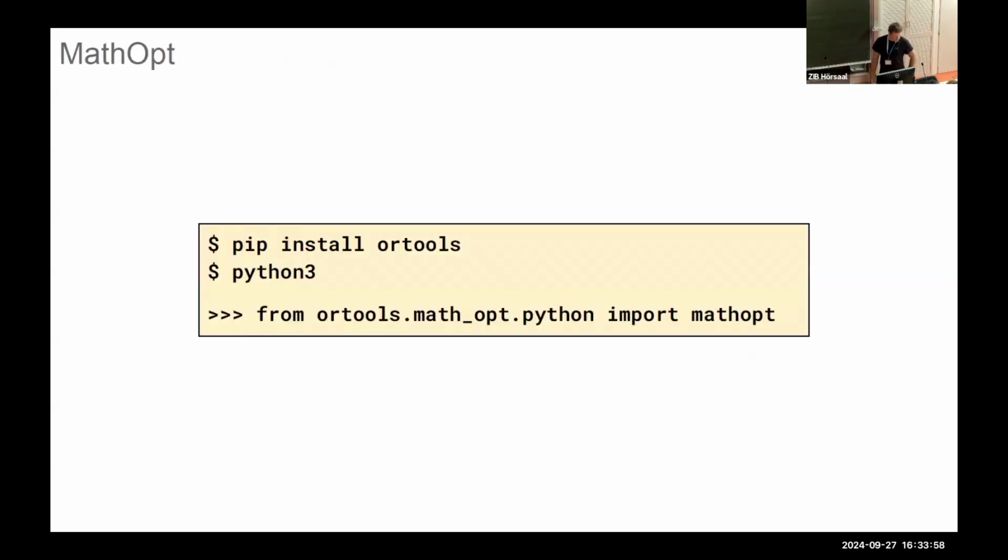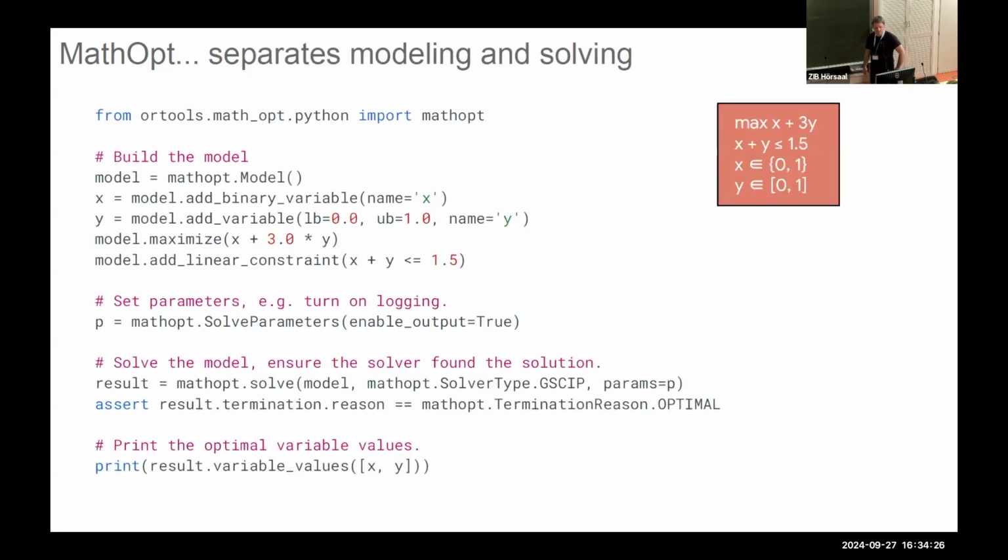The last component that I'm going to talk about is MathOpt. This is our new layer to do modeling and solving in a decomposed way, in the sense that the portion that handles modeling is on one side, and it's detached from the solver side. This is just a quick instruction on how to get that using Python. MathOpt separates modeling and solving. The code looks kind of like that.